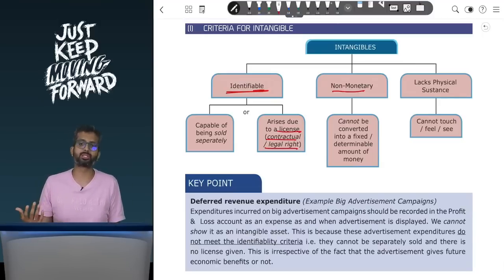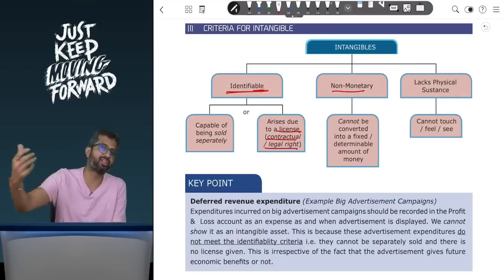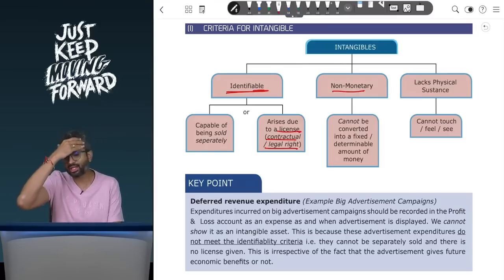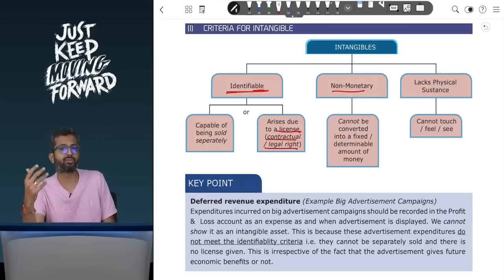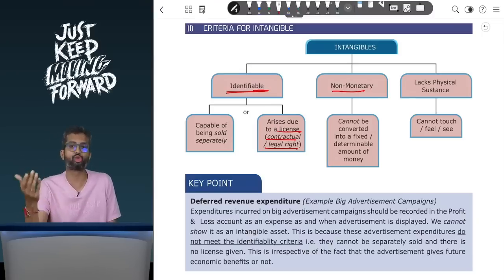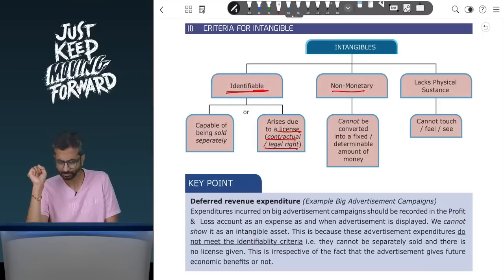Like for example, market share. Maruti might have a 40% market share. However, I cannot separate out and sell that market share only, and that market share is not arising out of any license or a contract. So market share, though it gives me future economic benefits, cannot be separately shown because it is not identifiable.